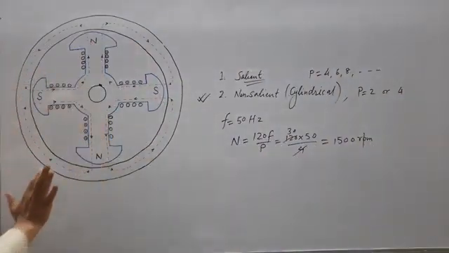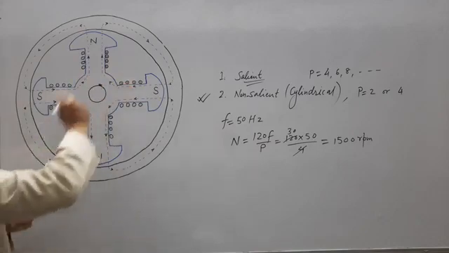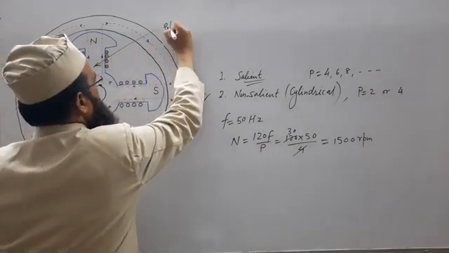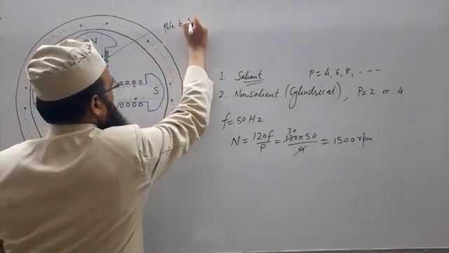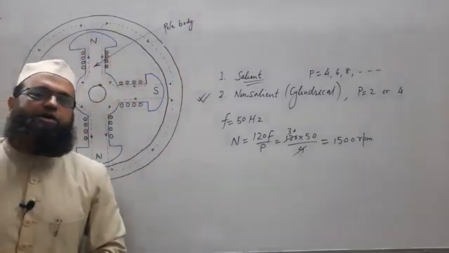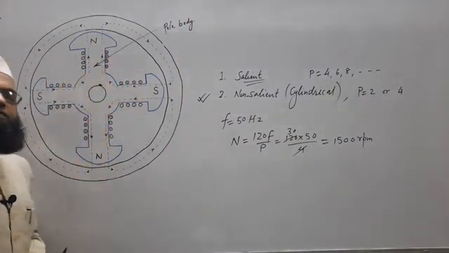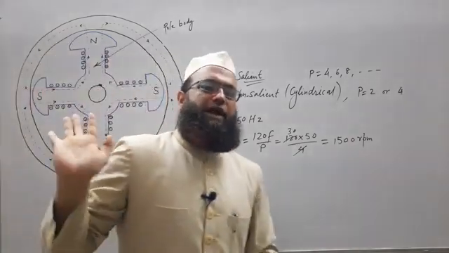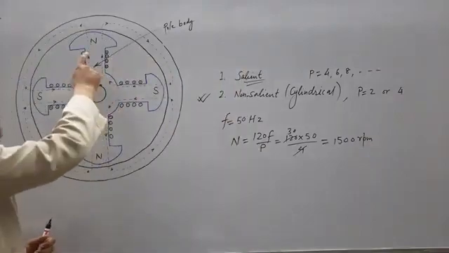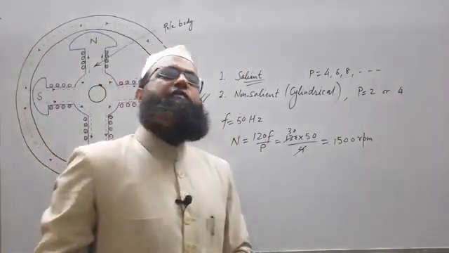So far we have discussed that we have concentrated winding on each pole body. These are pole body. You may write this as pole body. So on each pole body we have field windings, and each field winding is series connected to form a single winding. The winding associated with each pole is further connected in series to form a single field winding.